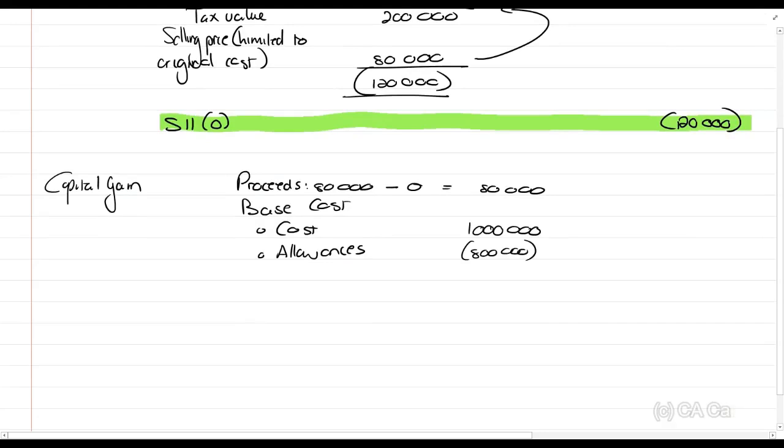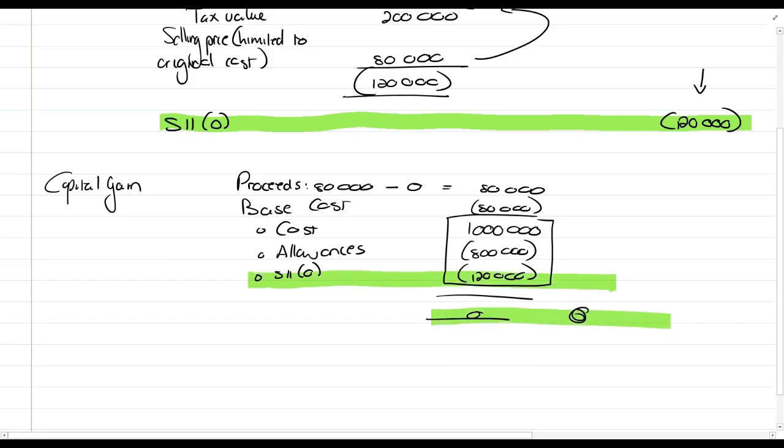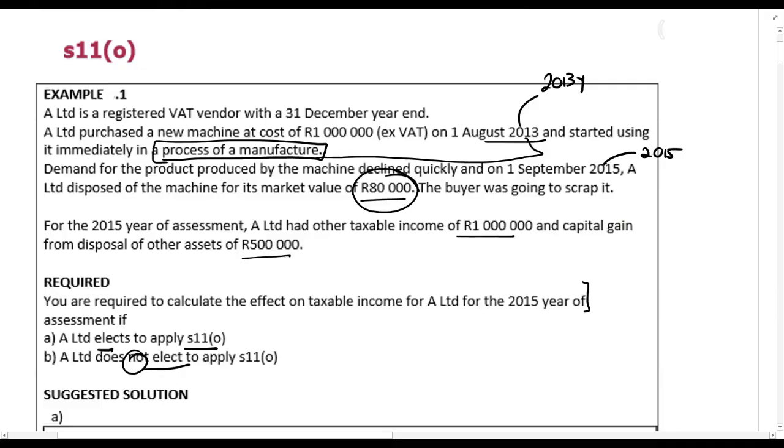And then anything else that you've claimed in respect of the cost of this asset, that 120,000 rands over there. Okay, so now when we calculate our capital gain, well, our base cost is 80,000 rands, so we've made no capital gain, no capital loss. Right, so that's important for me that you see what happens here, with these highlighted amounts. So that is what would happen in situation A.